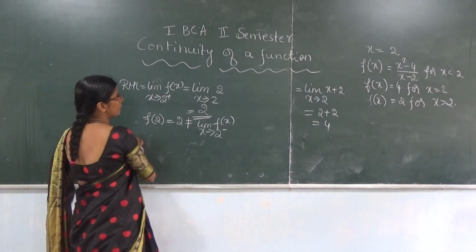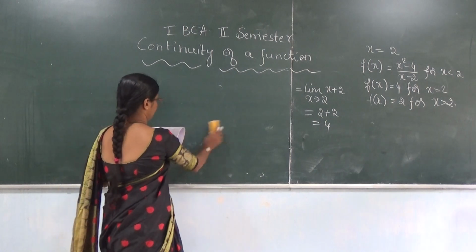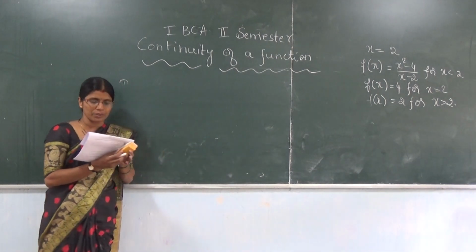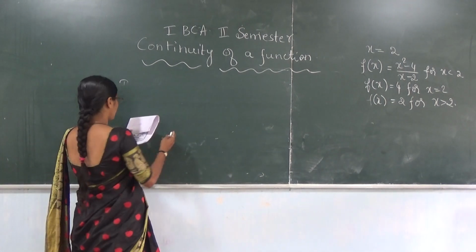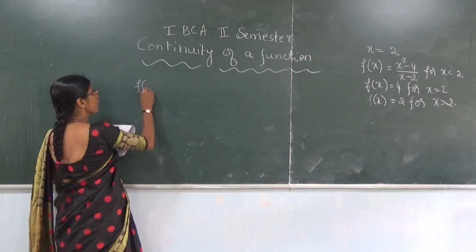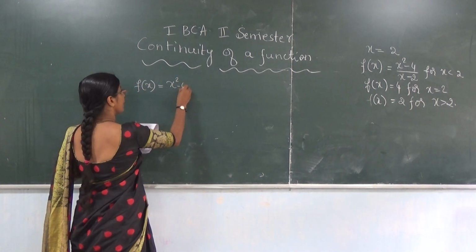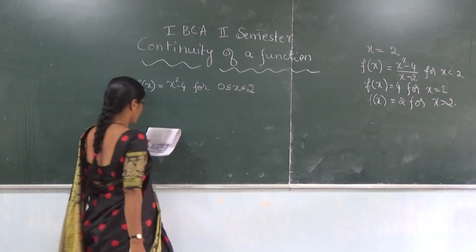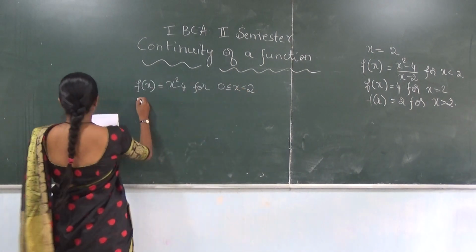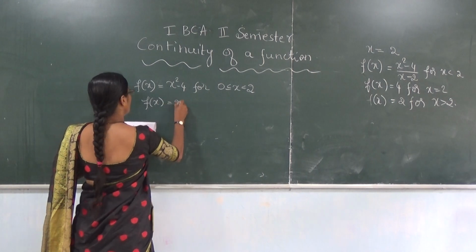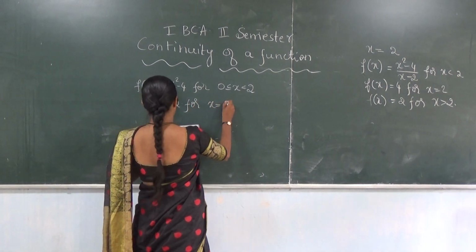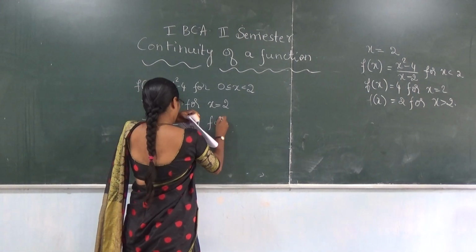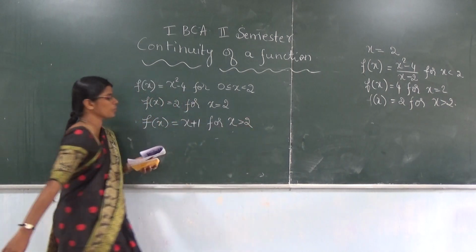Next example we consider. Discuss the continuity of the function at x is equal to 2, where the function is given as follows. F of x is equal to x square minus 4 for 0 less than or equal to x less than 2. F of x is equal to 2 for x equal to 2. F of x is equal to x plus 1 for x greater than 2.